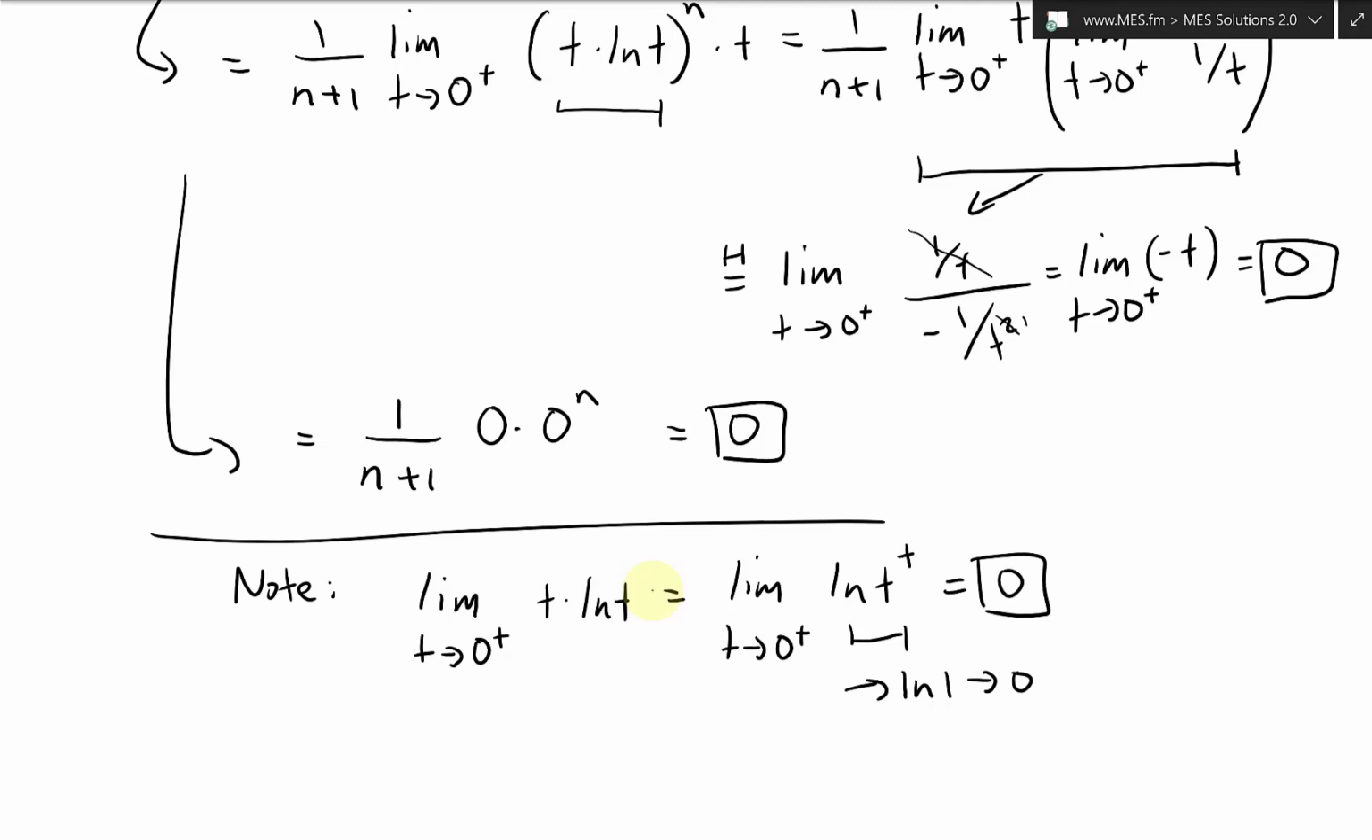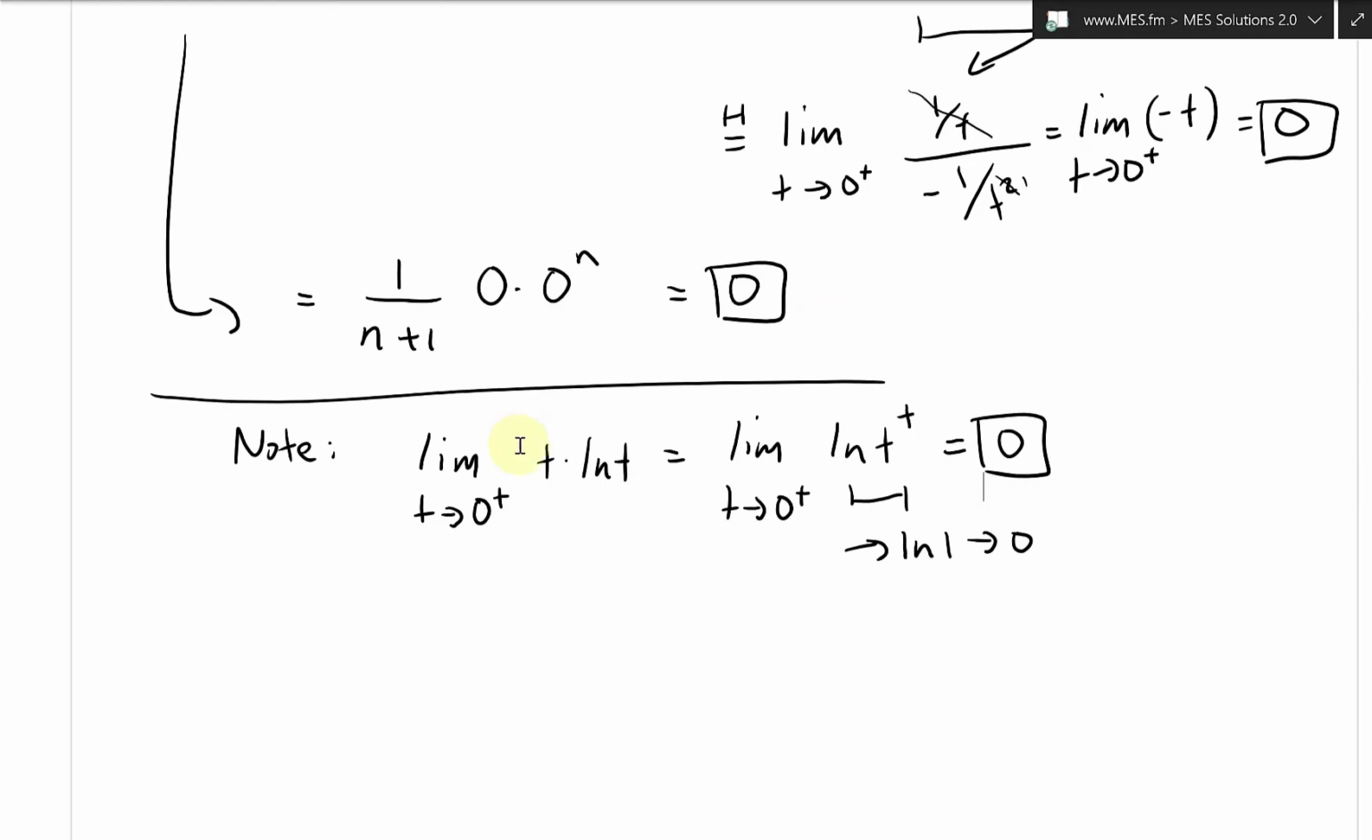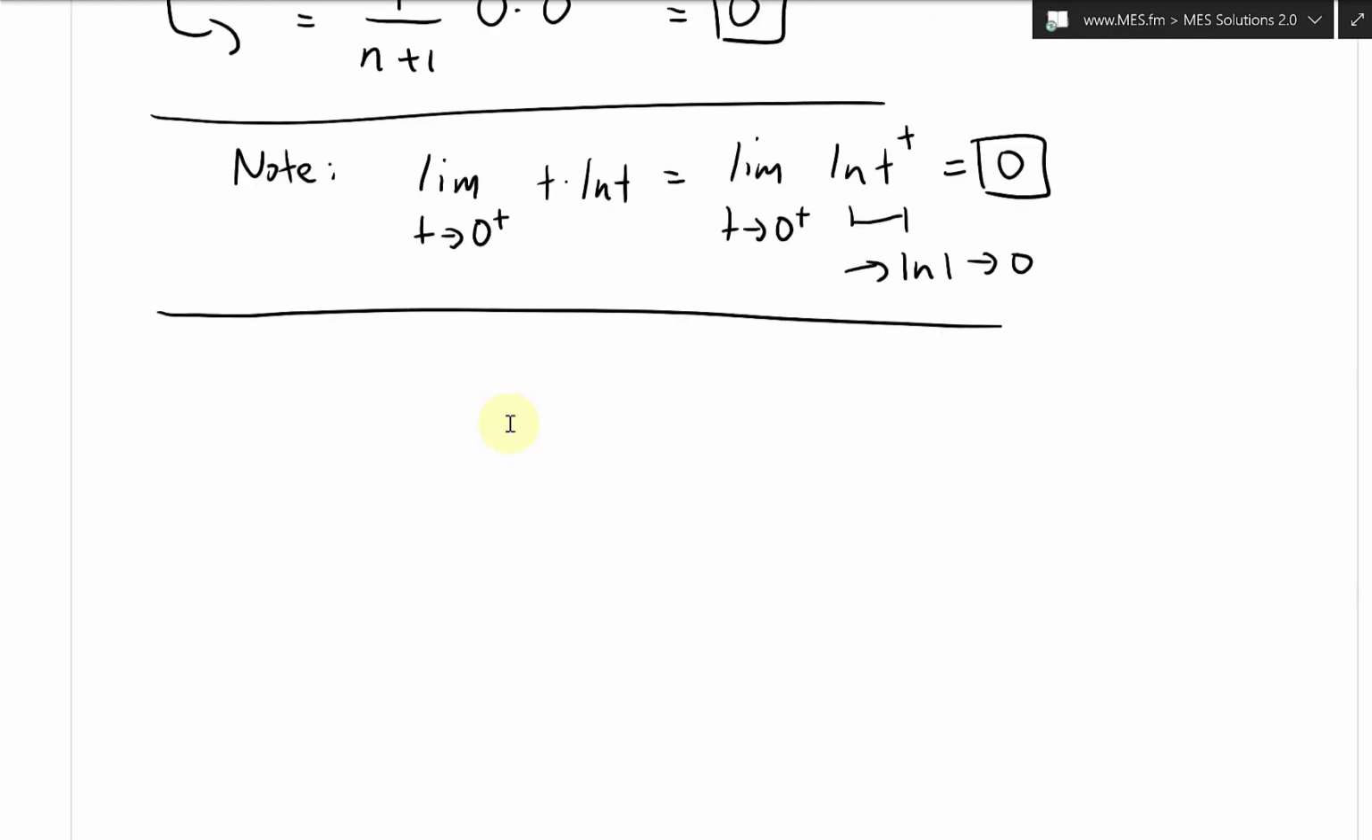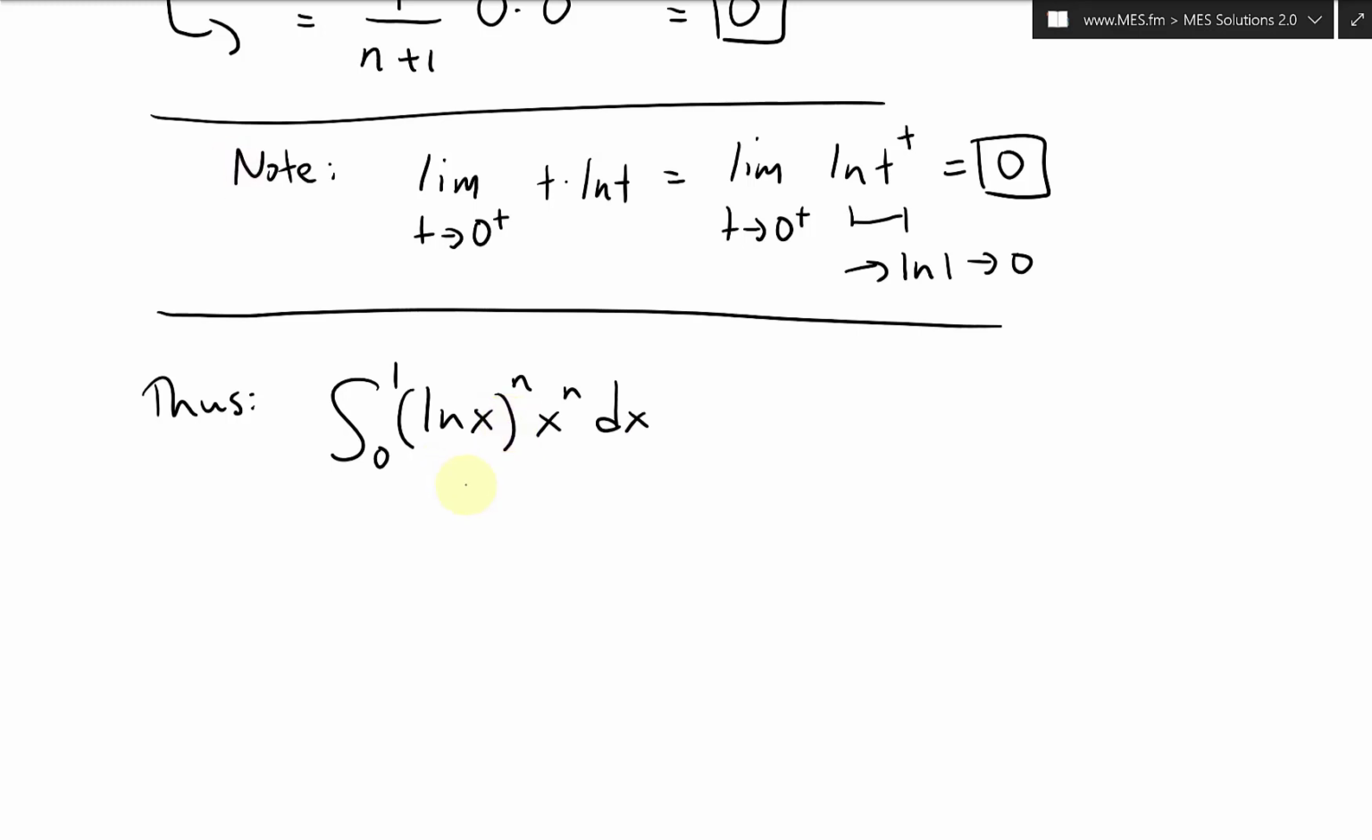I wanted to do the actual L'Hopital's rule setup there, which all works out fine, so it's pretty amazing stuff. Alright, so let's put it all together. We have thus the integral from 0 to 1 of (ln x)^n times x^n dx. That is our starting point.